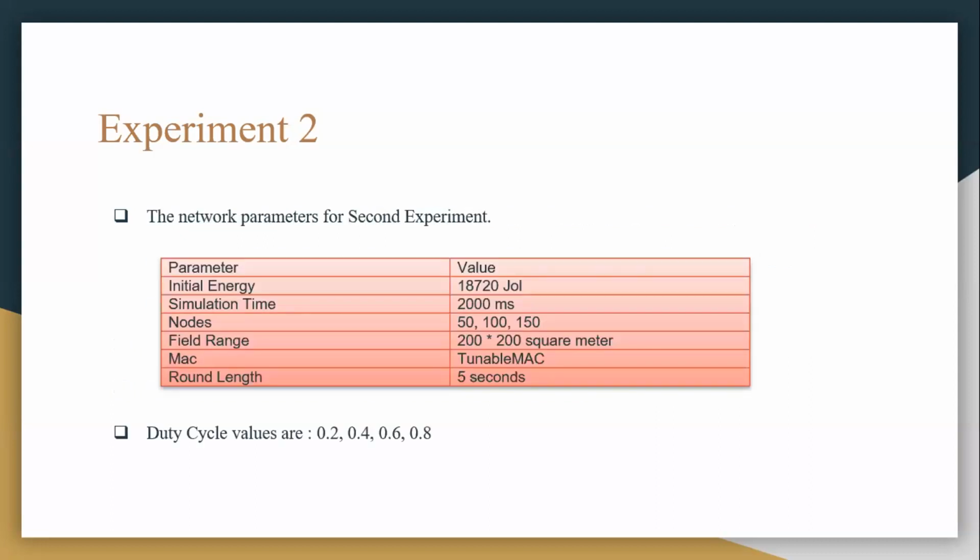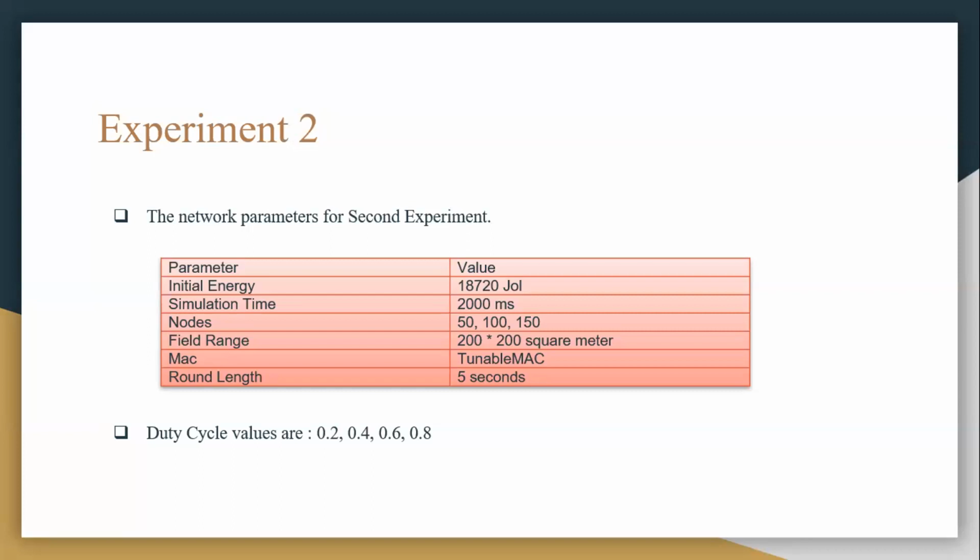The network parameters of the second experiment can be seen in this table. The initial energy at each node will start at 720 joules, simulation time 2000 milliseconds, number of nodes 50, 100, and 150, field range 200 by 200 square meters. The MAC protocol we chose from the first experiment, which is suitable for this type of application, was the tunable MAC, and the round length was 5 seconds.